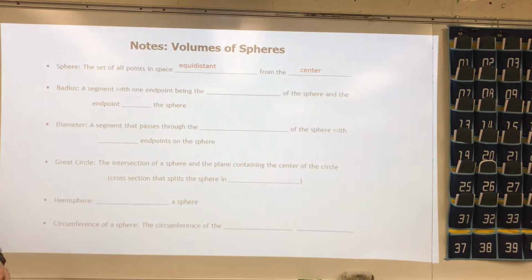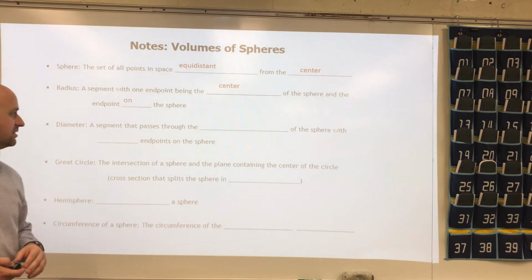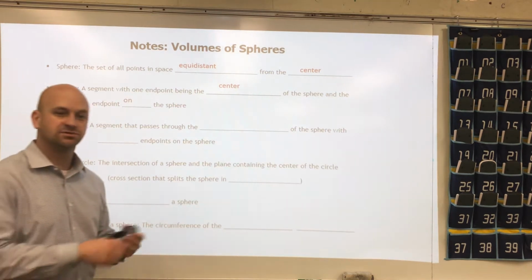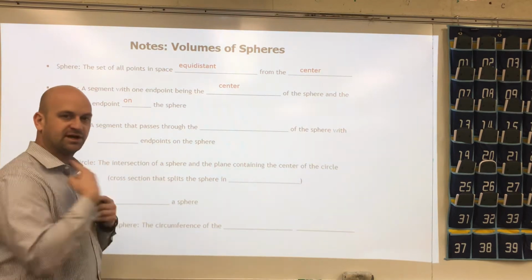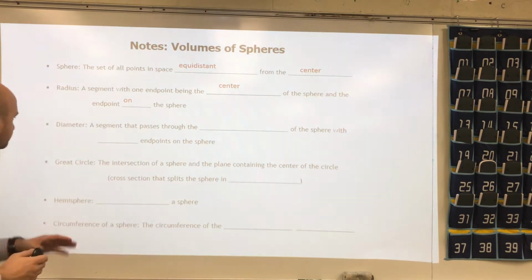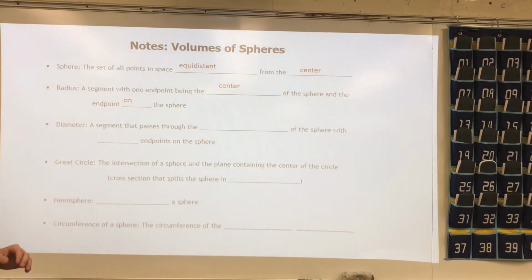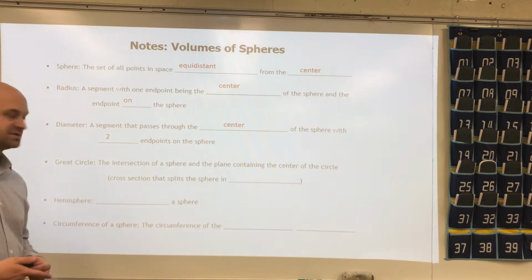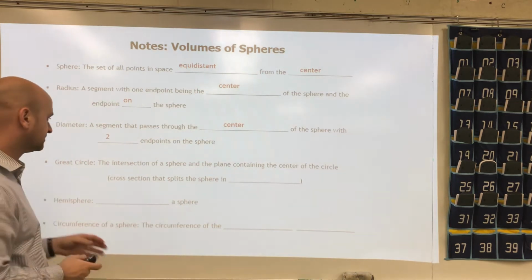All right, a radius then is a segment with one endpoint being the center of the sphere and the other endpoint on the sphere itself. So we're going from the center to the sphere. Normally in a circle, we would have a radius this way or this way. In a sphere, it goes in all directions. The diameter, again, is a segment that passes through the center of the sphere, right, with two endpoints on the sphere itself. So you have the sphere, and then the two endpoints are on the sphere.